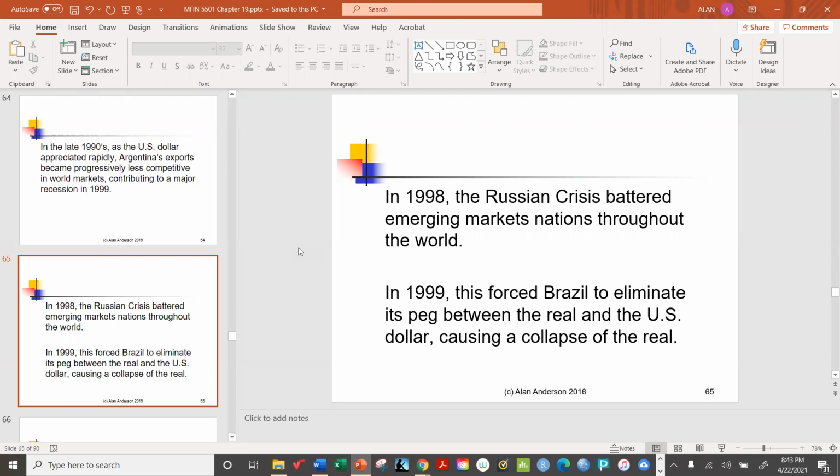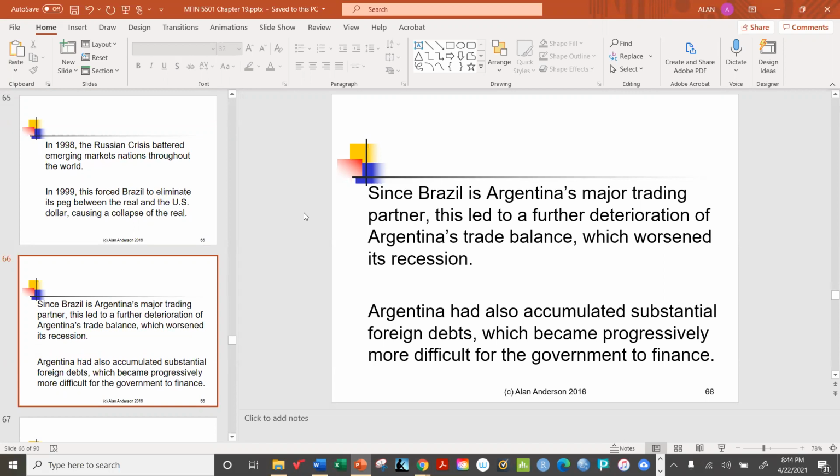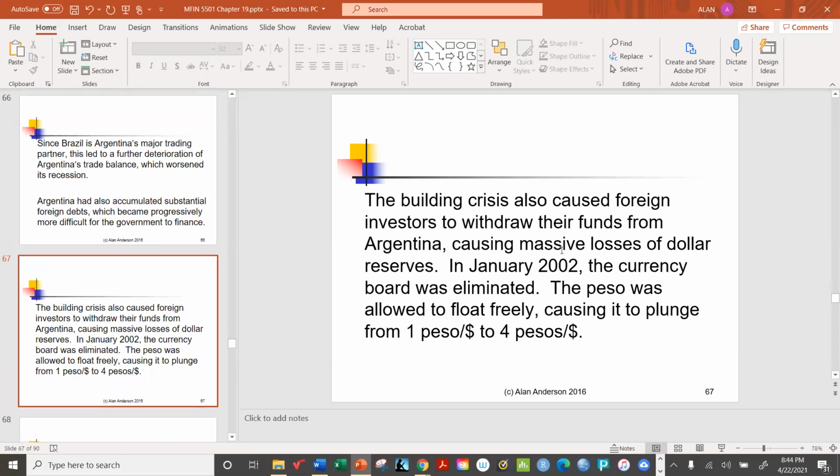So Brazil, which also had a peg between the real and the dollar, had to eliminate their peg, and the real collapsed. And since Brazil was the major purchaser of Argentina's goods and services, that contributed even more to the recession that was brewing in Argentina. And then, of course, the big thing was that they were just overwhelmed with debts, which they had to pay, and many of them were denominated in dollars and other foreign currencies. So their debt load became unsustainable, and eventually they had to give up.